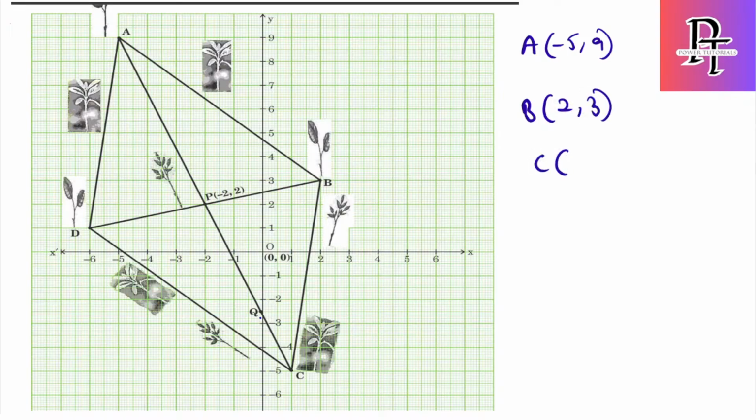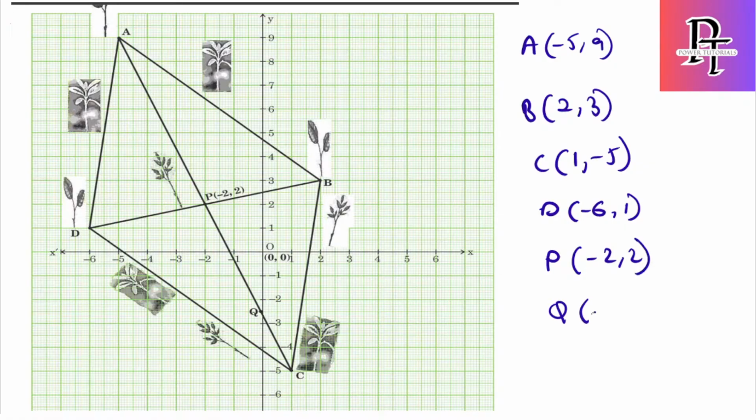Next, point C. C is here, x is 1 and y is minus 5. We have one more, D. D point is here, x is minus 6 and y is 1. So minus 6 comma 1. We have point P also mentioned in the graph sheet, which is minus 2 comma 2. Q is also there. If they want it in the question, let's write the Q value also. Q is x is 0, y is minus 2.5.